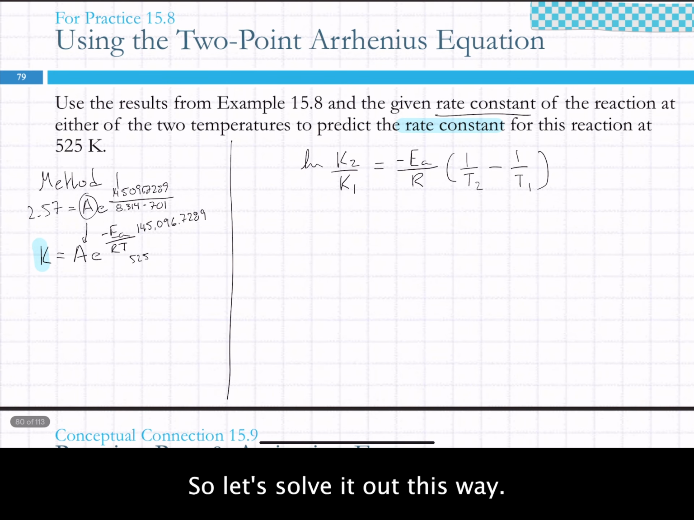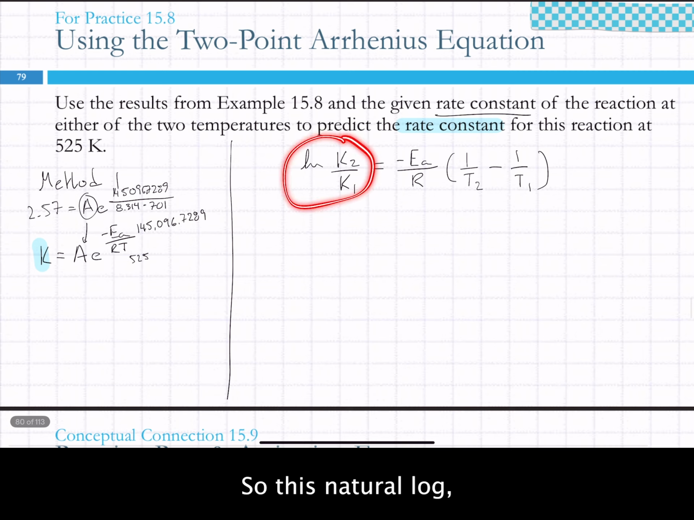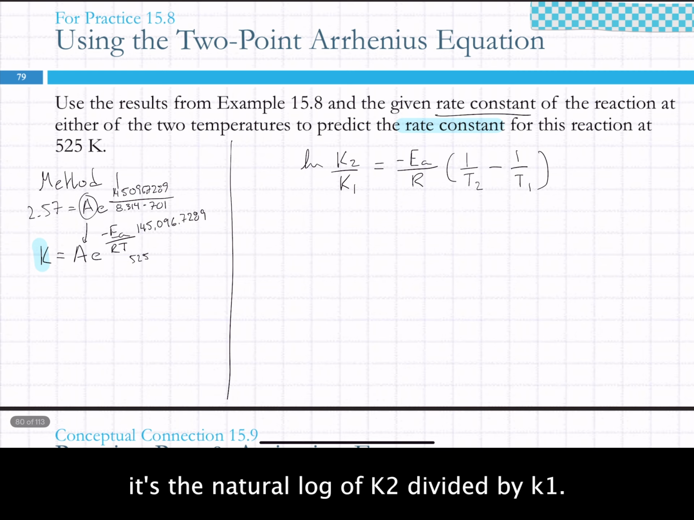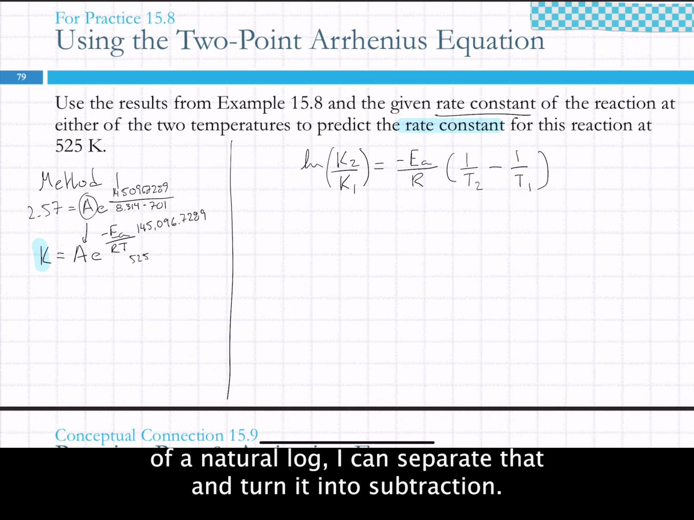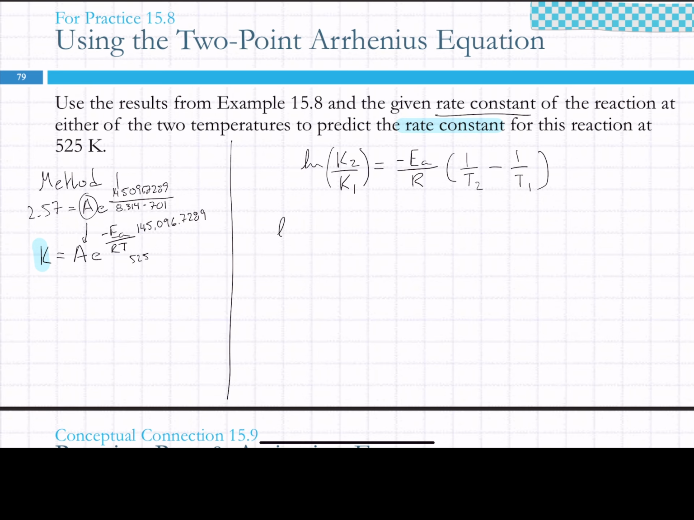So let's solve it out this way. I'm going to do something on this side. So this is the natural log of K2 divided by K1. One of the rules of logs is that if I have division happening inside of a natural log, I can separate that and turn it into subtraction. So the natural log of K2 minus the natural log of K1.